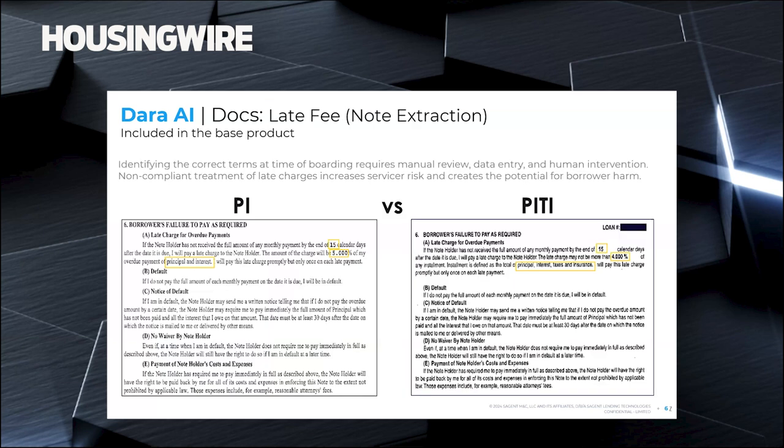Same with signatures. And here's an example, and we'll show this in the demo in a minute. One of the things that Dara Docs can do is, as we look at documents, pull out this data from a classification and extraction perspective and compare that to what's in the system of record. Here's a good example where you've got a PI loan on the left versus a PITI. This is a great way to audit the documents in your platform to make sure that they align with the core servicing data that you may have.